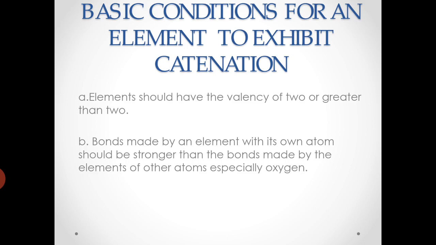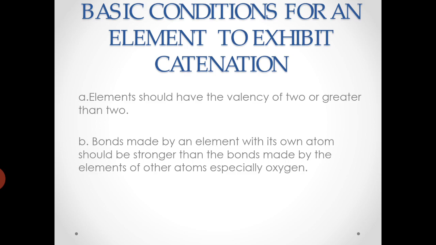Okay students, first of all we will explain the first condition. How does carbon exhibit the property of catenation, how is the first condition fulfilled by the carbon atoms? As you know, carbon is tetravalent. It has the valency more than 2. So it exhibits the property of catenation. So the first condition is fulfilled.